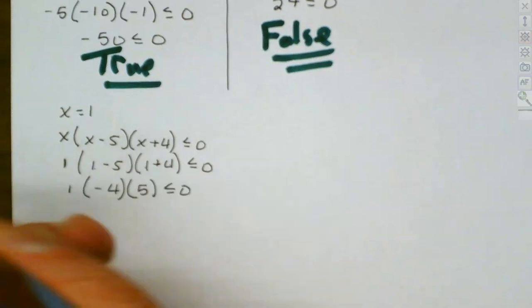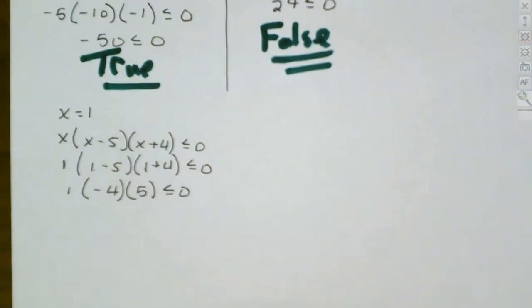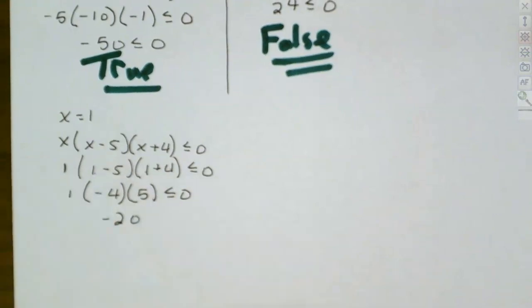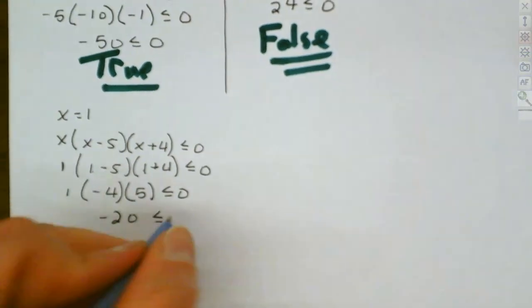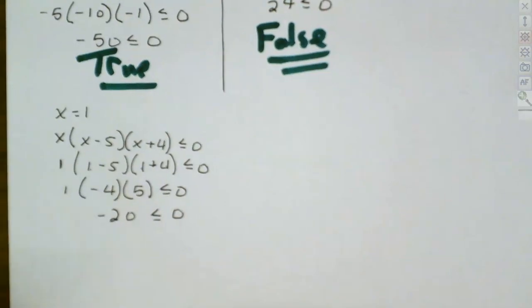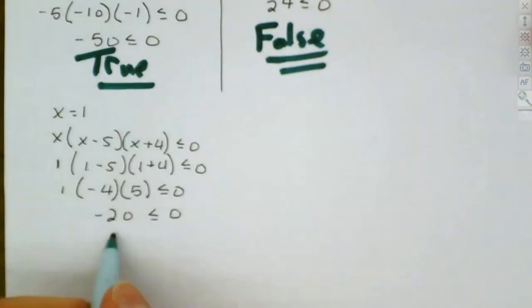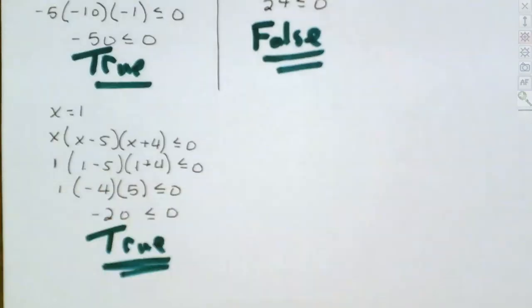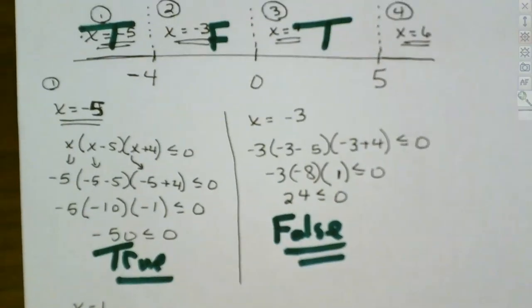Now, when I multiply those together, what does that give me? A single negative makes it negative, or keeps it negative. So we've got -20 is less than 0, and that would be true, wouldn't it? And that piece up here is going to be true. We do our last one, right? Just make sure you notice that middle one was true.